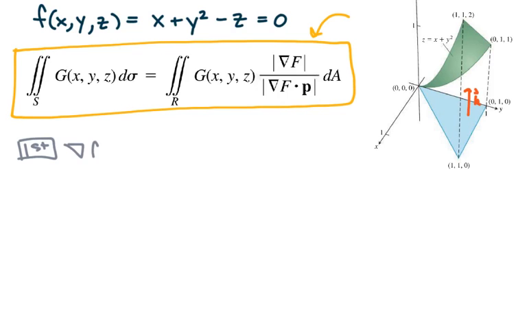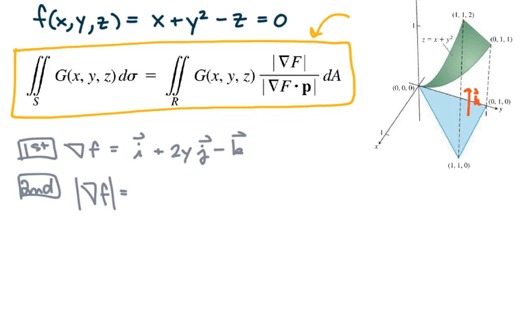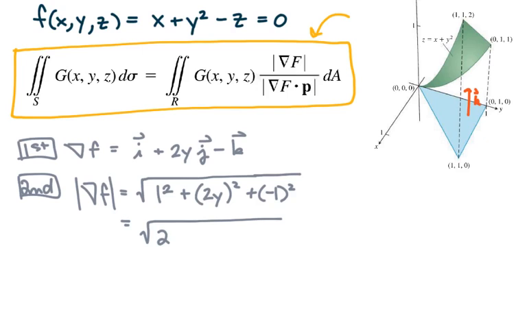The gradient of my f here, we have i plus 2y j minus k. So this is just found by taking the partial with respect to x, with respect to y, with respect to z of each of those components. Then we need the magnitude of the gradient, which gives me 1 squared plus 2y quantity squared plus negative 1 squared, or the square root of 2 plus 4y squared.